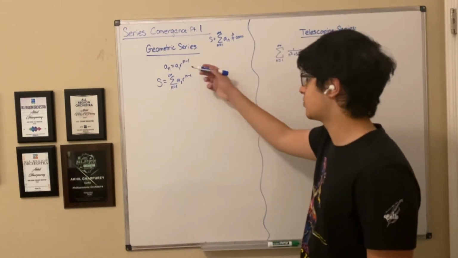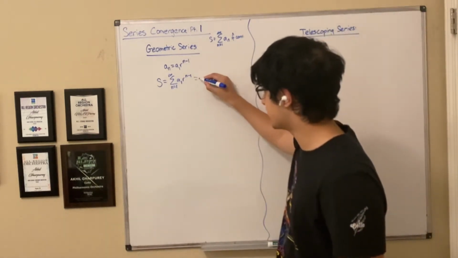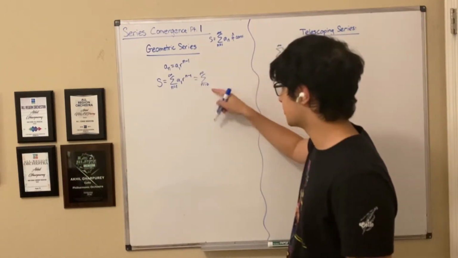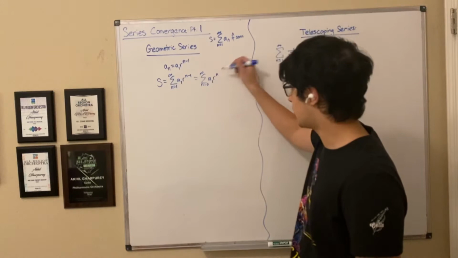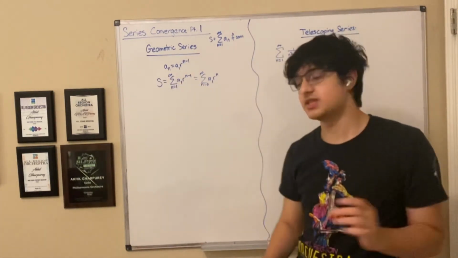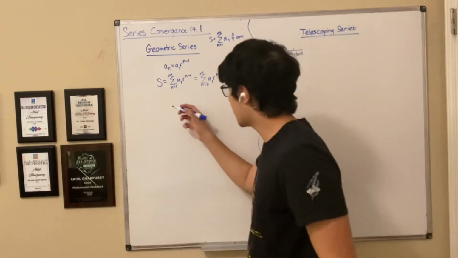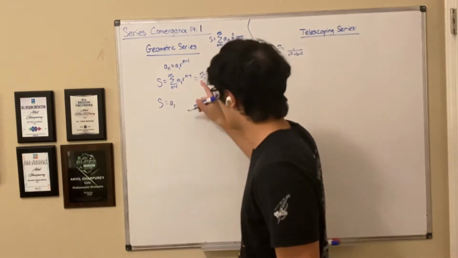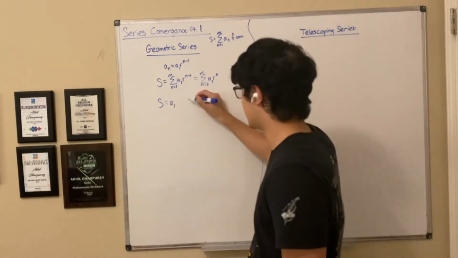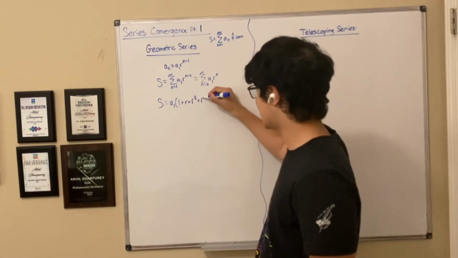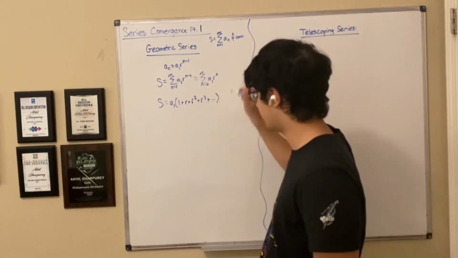And of course, we can go ahead and actually change this by properties of series. We can change this to the sum from 0 to infinity of a sub 1 r to the n. These are equal. If you go ahead and expand out the series, you will see that. So we can go ahead and rewrite this and expand out the series. We'll get a sub 1, and I'm going to factor out the a sub 1. That way we'll get something like 1 plus r plus r squared plus r cubed plus so on and so forth.